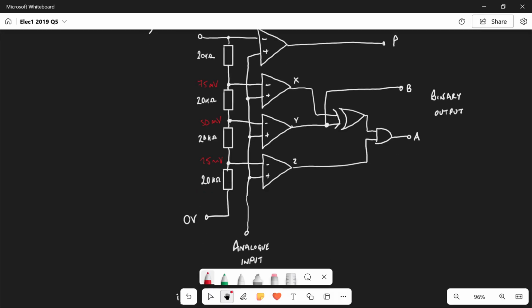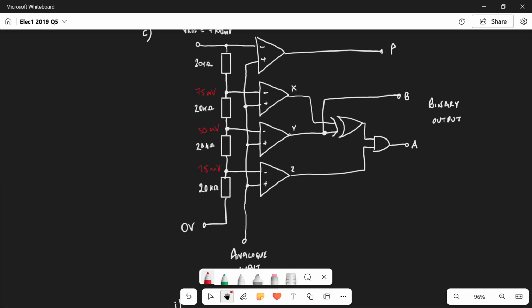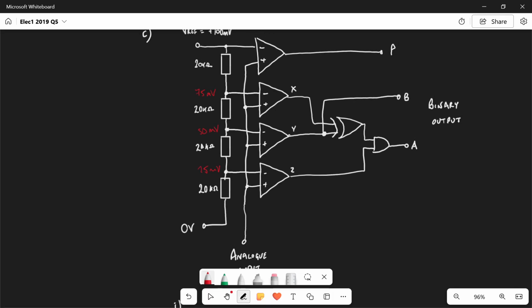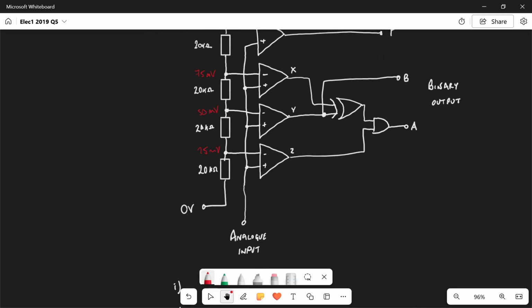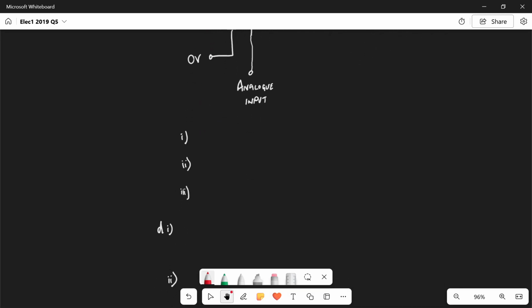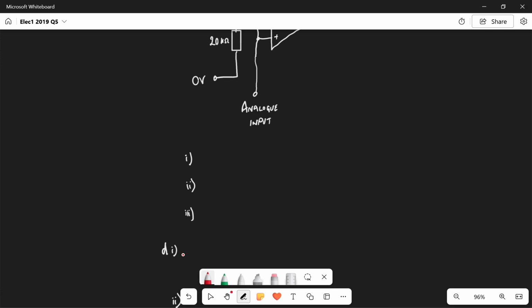Now what does this mean? Well, it means that for our analog input, if it's 60 millivolts, then the non-inverting inputs of op-amp Z and op-amp Y will both be in positive saturation, because 60 millivolts exceeds both the 25 millivolts for the inverting input of Z and the 50 millivolts of the inverting input in Y, but doesn't exceed the 75 millivolts of the inverting input of X. So when it says which op-amps will be in positive saturation, the answer is Y and Z.